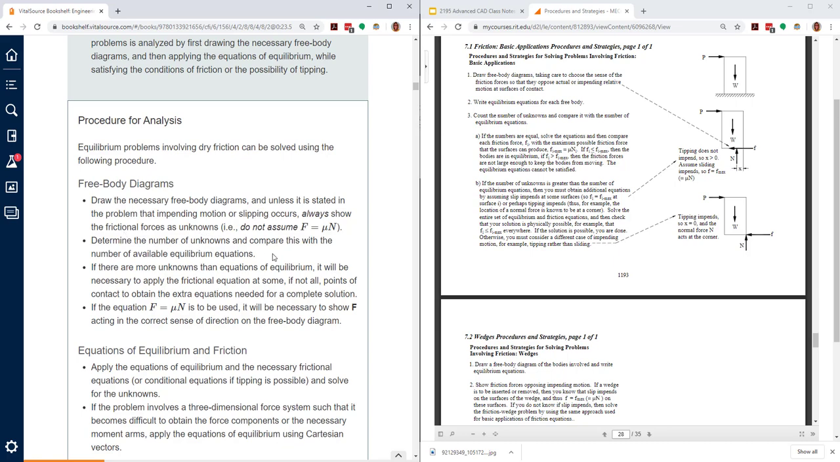Look at the number of unknowns and compare it with the equilibrium equations. If there are more unknowns than equilibrium equations, then we have to have some additional frictional equation.